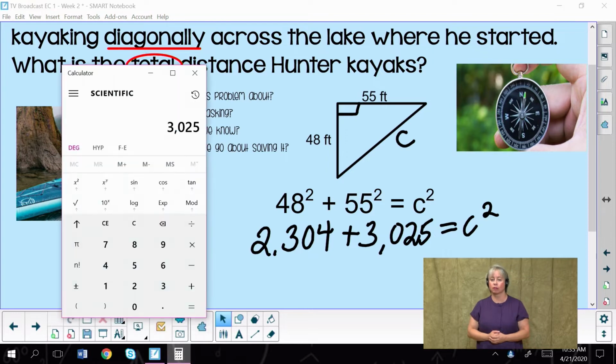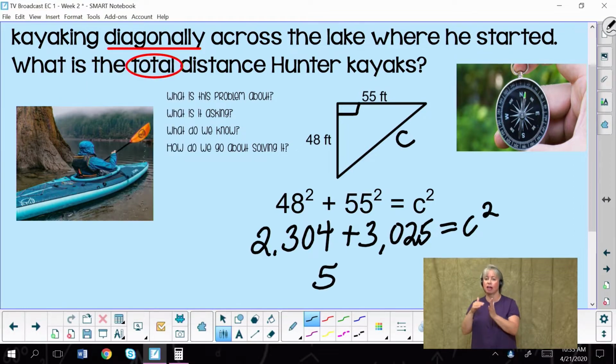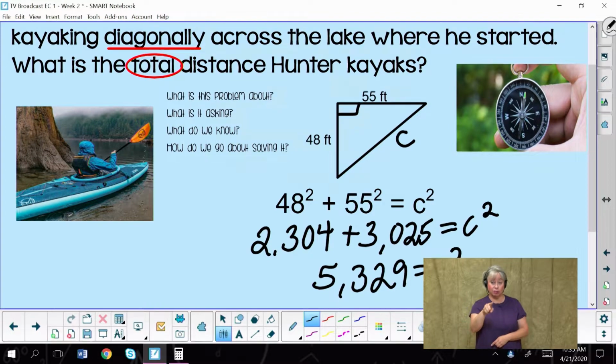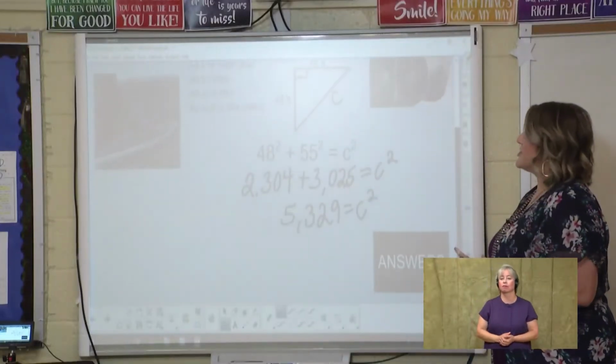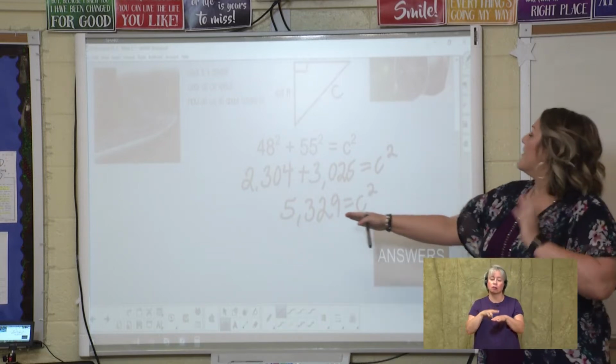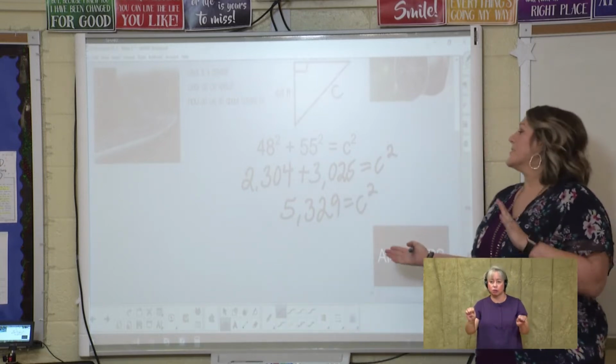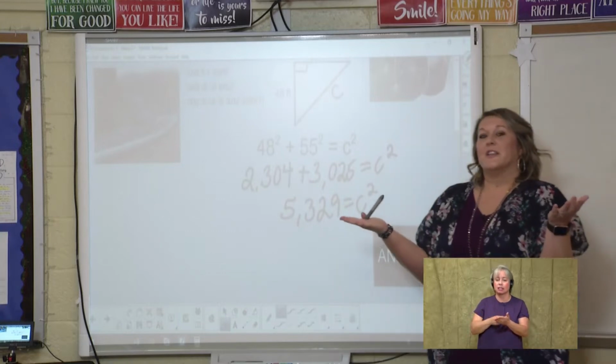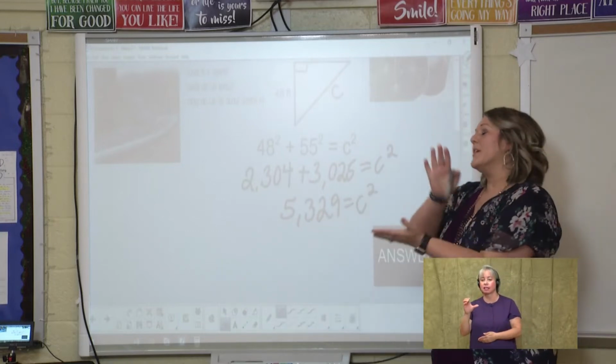Oop, my bad. I'm going to already have the 3,025 up there, so I'm going to add 2,304. And I get 5,329. Is that what you guys got at home? Good. Now, we're not really used to seeing our equations this way from 6th grade, maybe even 5th grade. We're used to having our variable in front. So because it's an equation, it's balanced on both sides, and we can switch them.